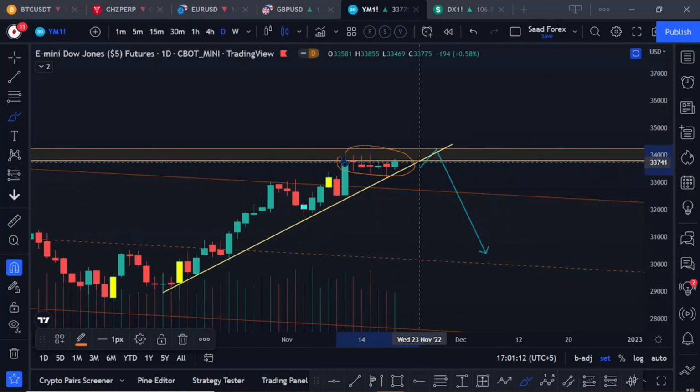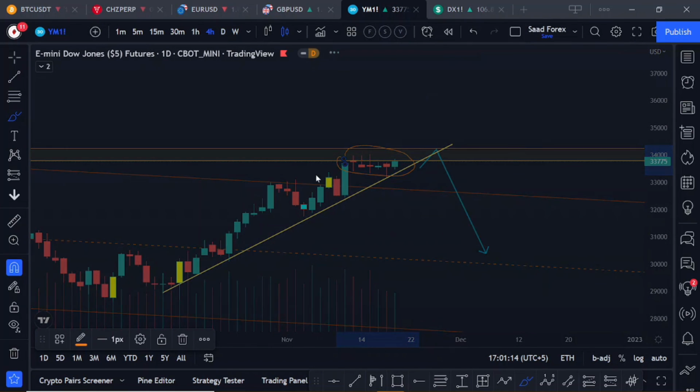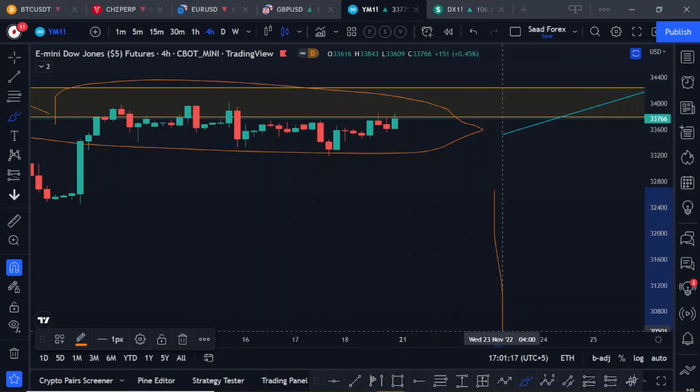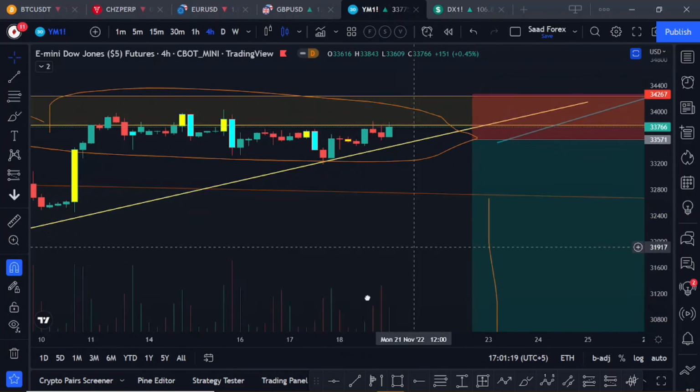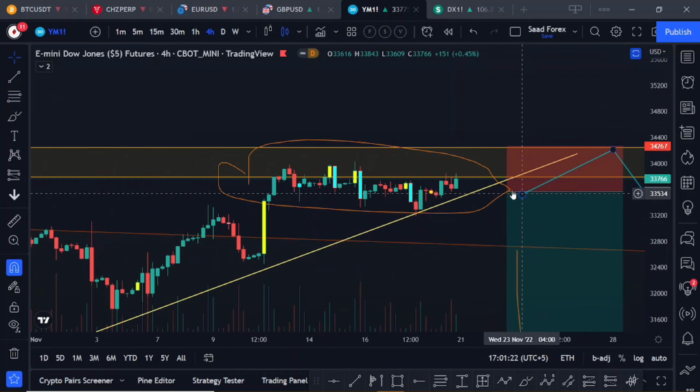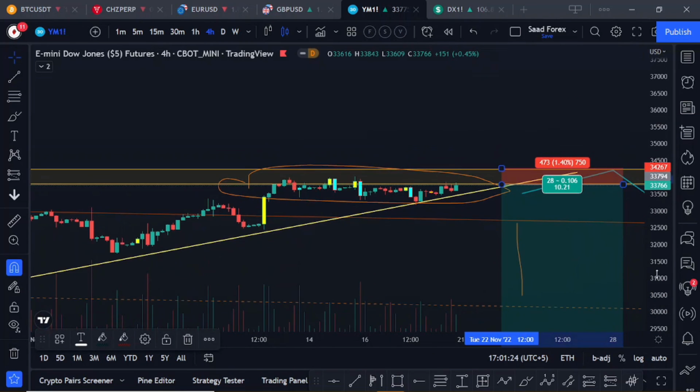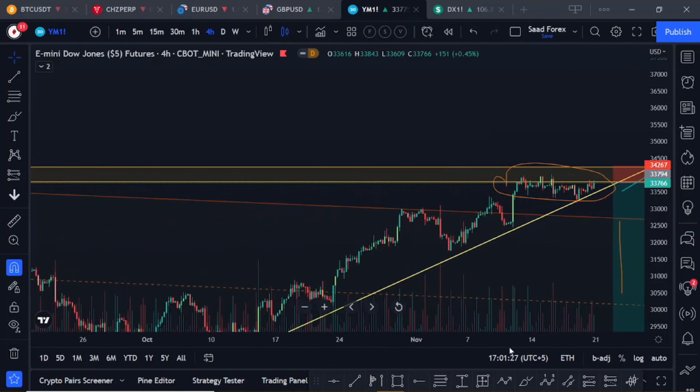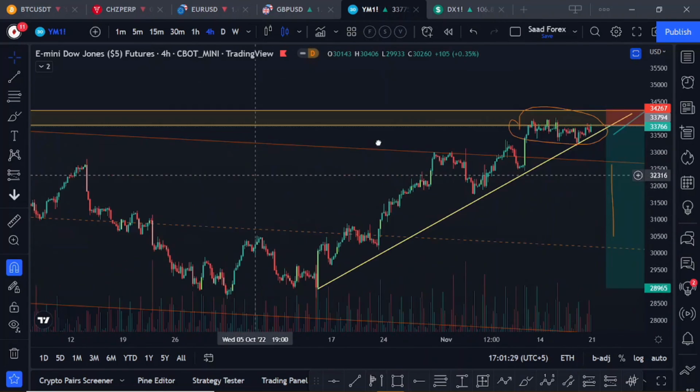I would like to add some short here as the price reaches and rejects from here. Then we are going to ride that short really hard to the downside. This happens all the time.